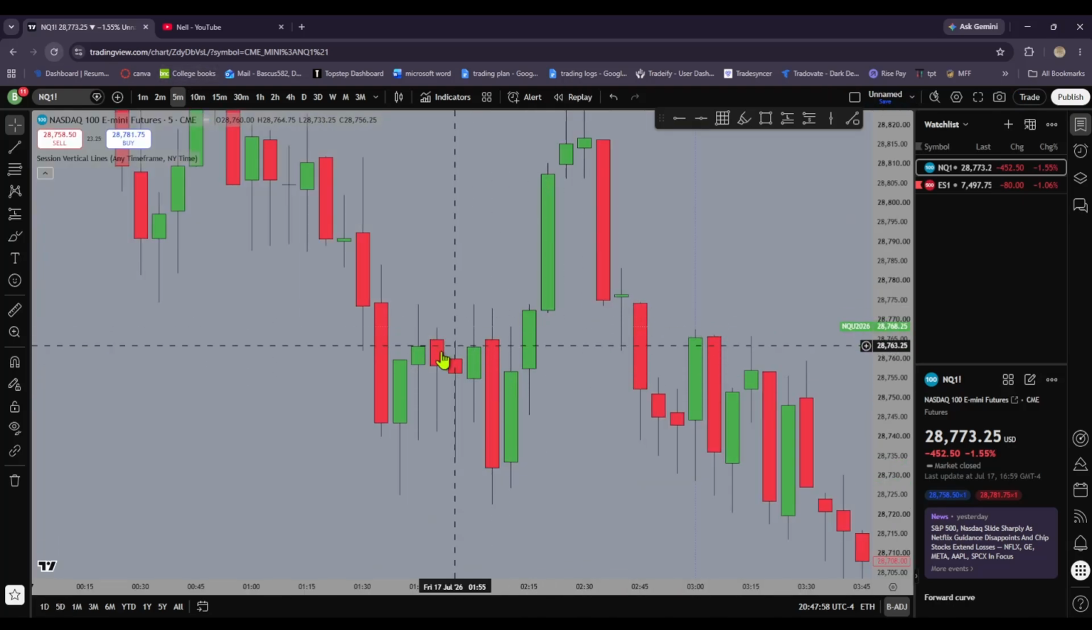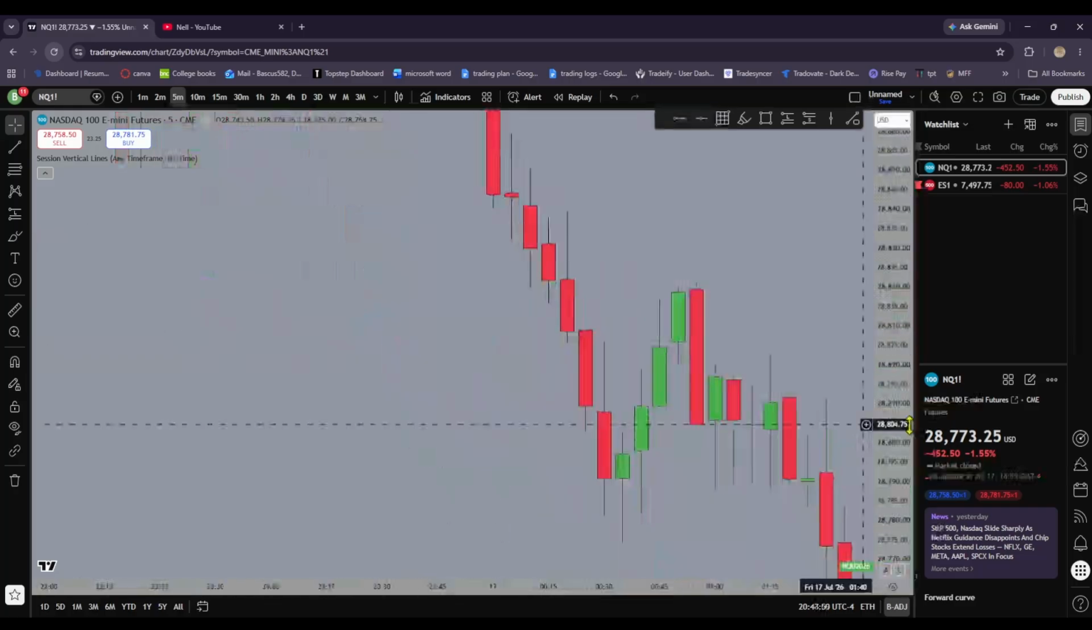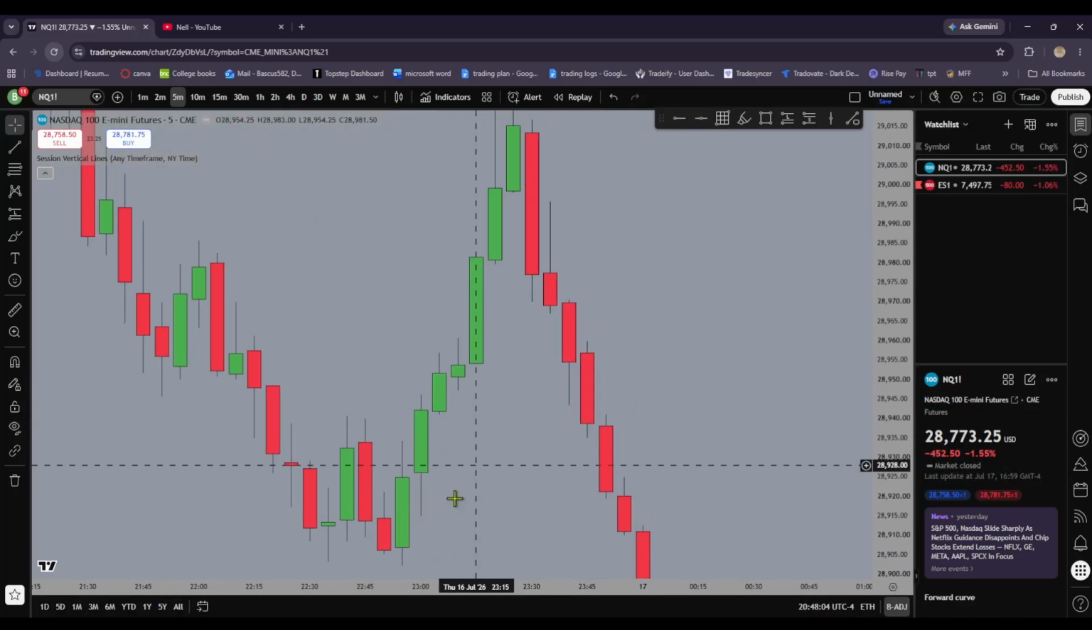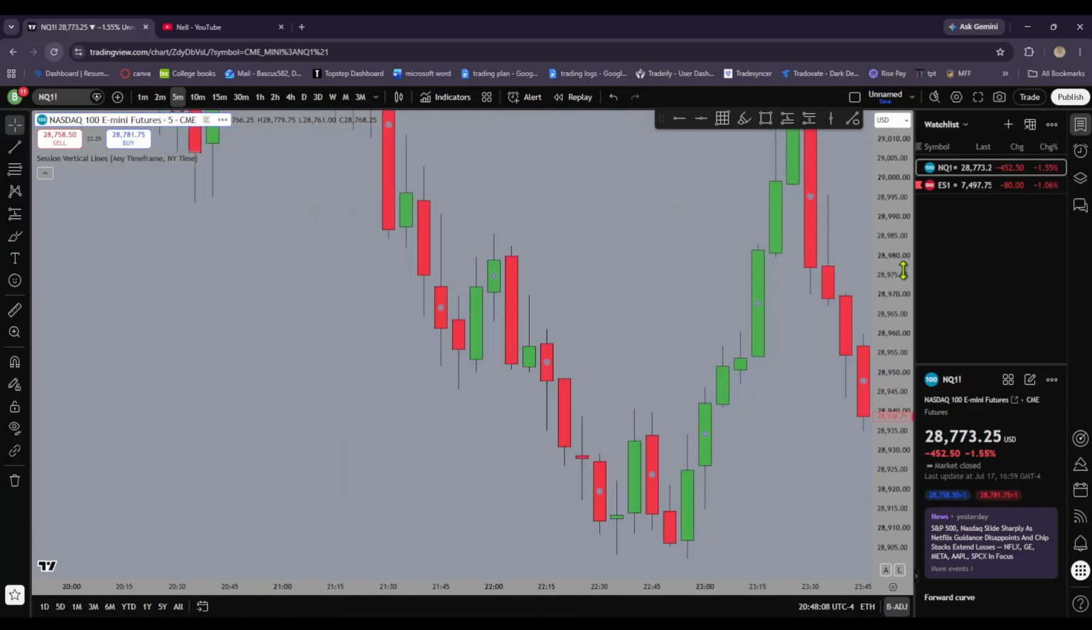All right, guys, we got break of structure right here. What happens? We continue up for the next 3 candles. Break of structure right here. We continue up for the next 2 candles. Break of structure right here. We continue for the next 1, 2, 3, 4, 5, 6 candles. So these are a confirmation in itself.